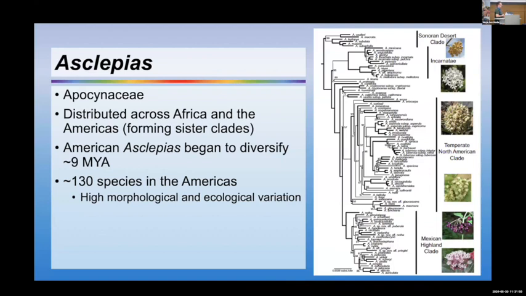Just to jump in and give you an introduction to the system, Asclepias is in the plant family Apocynaceae. Its total distribution is across the African continent as well as the Americas, and these two continental groups form sister clades to one another, with American Asclepias arriving and beginning to diversify about 9 million years ago in the Miocene. Since then, it has diversified into about 130 recognized species in the Americas, showing high morphological and ecological variation. And just a quick note, when I say the Americas, I mean North, Central, and South America, just for clarification.